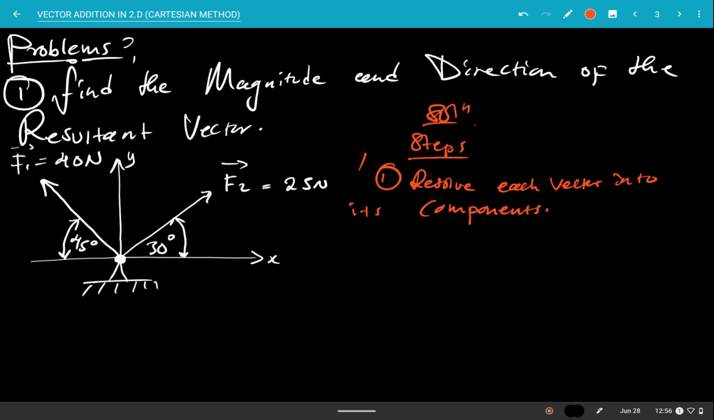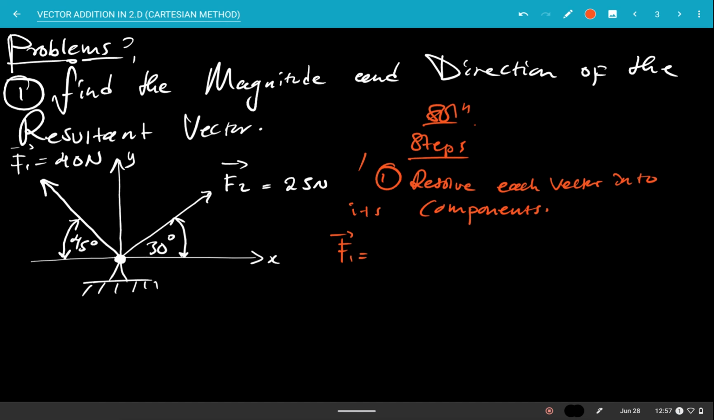Alright, let's start with vector 1, which is force 1. I know, but at this time, you're supposed to be adequate with how to resolve forces or vectors into their components. But if you're not familiar with it, you can always check out my video that I made on resolving forces or vectors into their components. Then you can get back to this video.